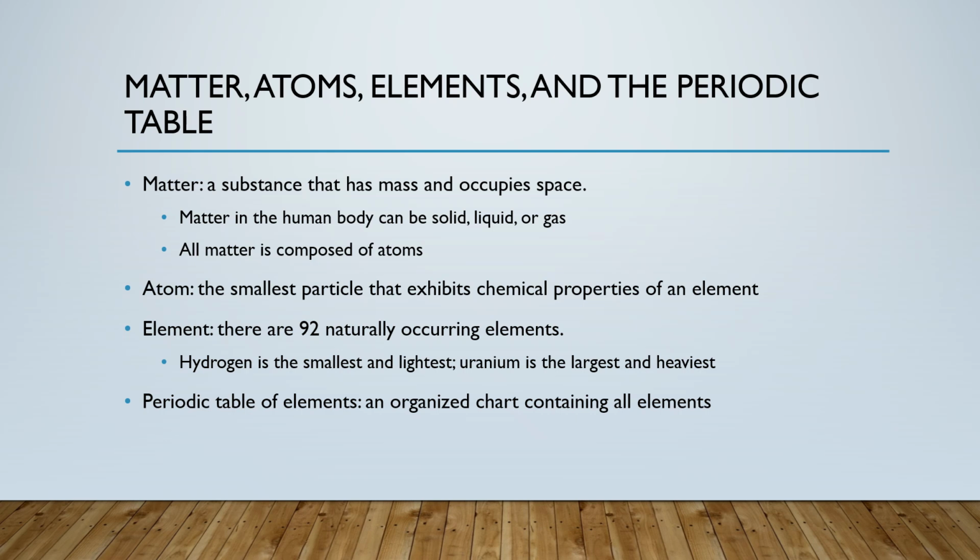An atom is the smallest unit of an element with chemical properties. An element is a pure substance made up of one type of atom. There are 92 naturally occurring elements. Hydrogen is the smallest and lightest, and uranium is the largest and heaviest. The periodic table of elements is a chart that organizes all known elements and is used to identify and study elements in the body.